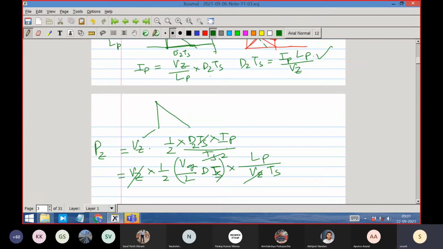Half of the average value of the current is nothing but area divided by TS. So area is D2 TS into IP. This is IP, so this is correct. So half of D2 into IP. Why did I write IP here? D2 is equal to Lp by Vz, and because of IP I have made this square, and this is TS, so it is correct.